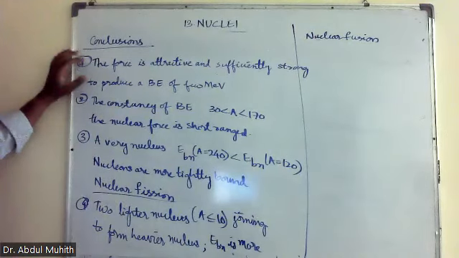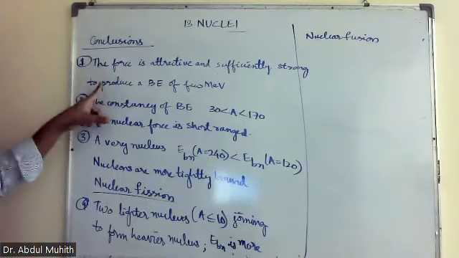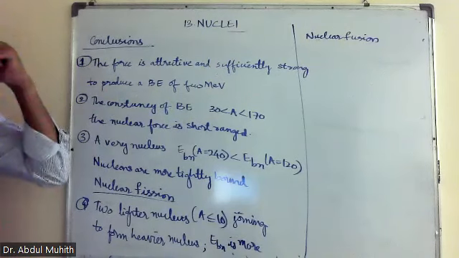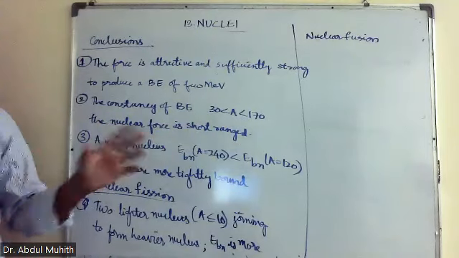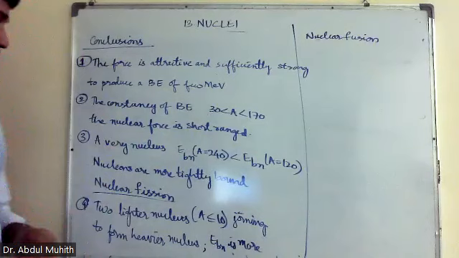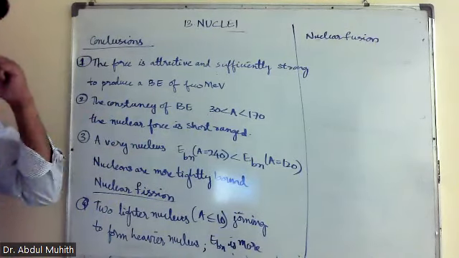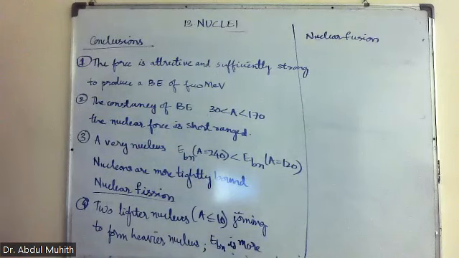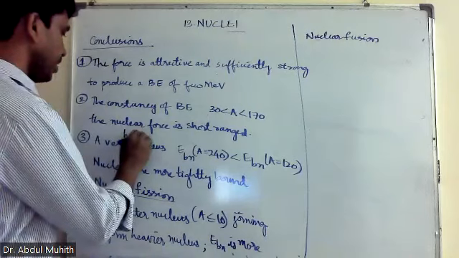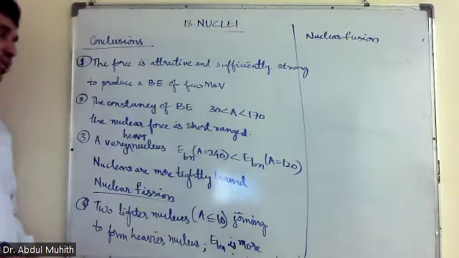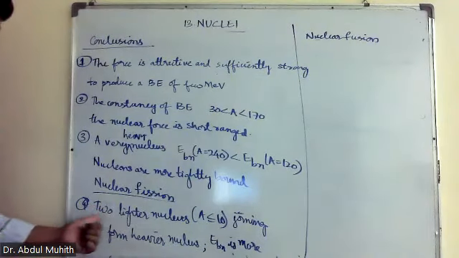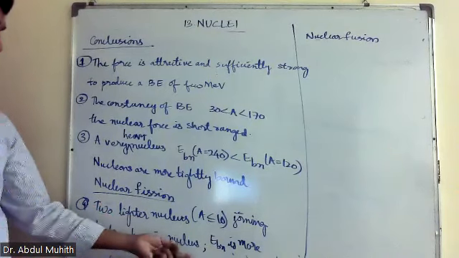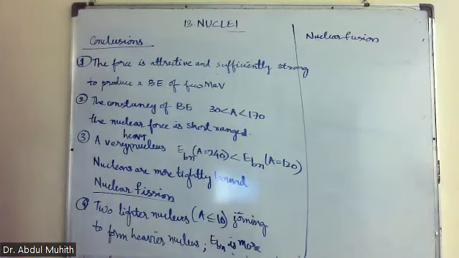Once again, what are the four conclusions? The force is attractive and sufficiently strong to produce a binding energy of a few million electron volts. The constancy of binding energy from 30 to 170 means the nuclear force is short range, limited to a very small range. For a very heavy nucleus, A equal to 240, the binding energy per nucleon is less than for 120, as nucleons are more tightly bound. Nuclear fusion means two lighter nuclei joining to form a heavier nucleus, and the binding energy is more.